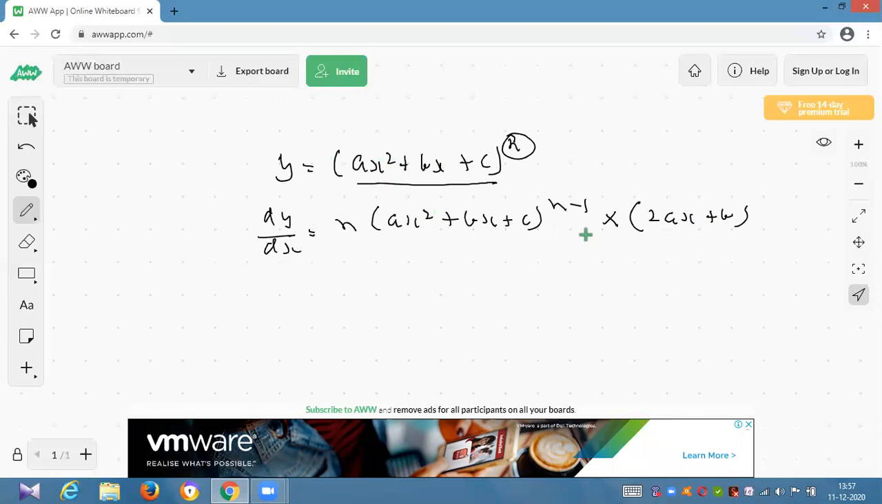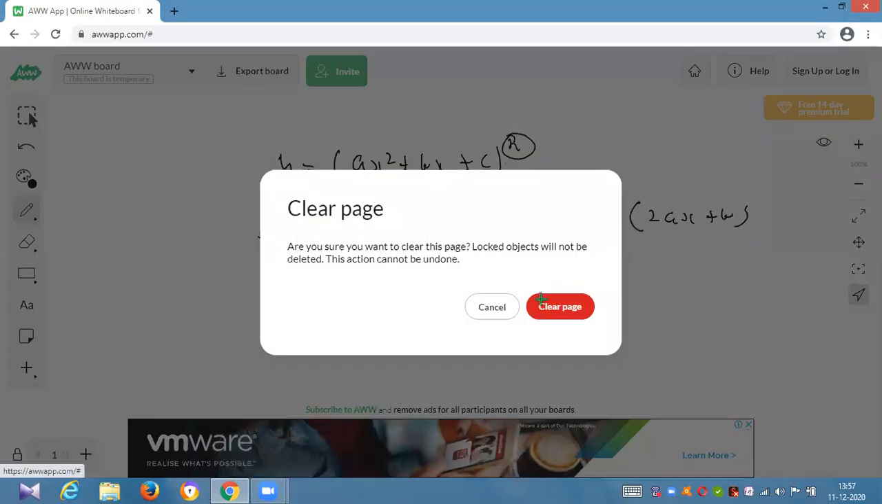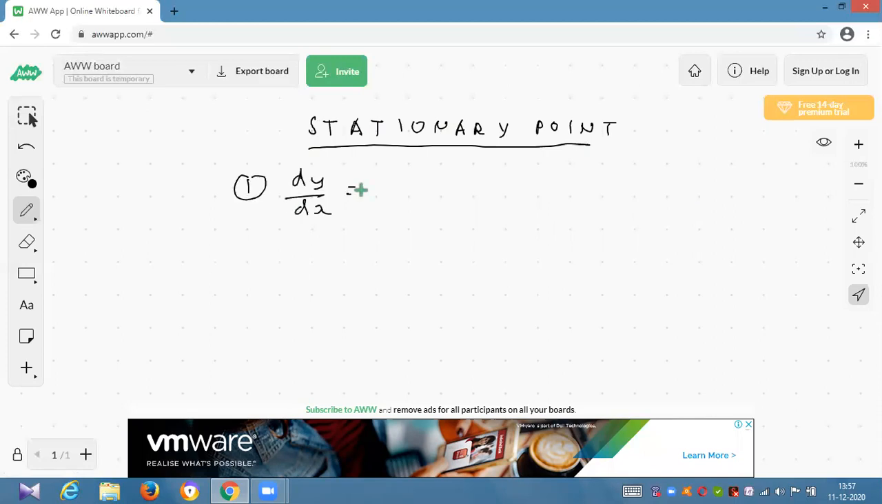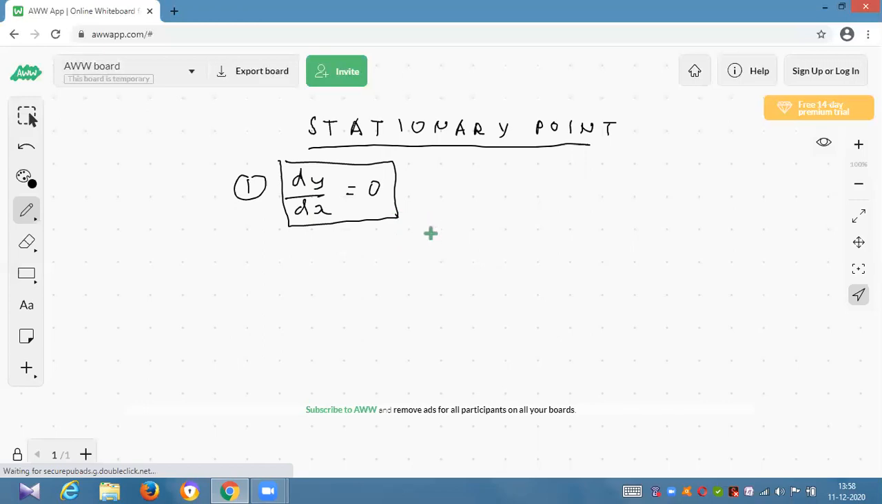Now, the other very important part in differentiation is called the stationary point. A stationary point is a point at which the slope of a curve equals 0. What does that mean mathematically? Simply, the point on the curve where dy by dx equals 0. Now dy by dx is the slope of the curve at any point, as we have discussed earlier. So a stationary point is a point at which the slope of the curve reduces to 0.